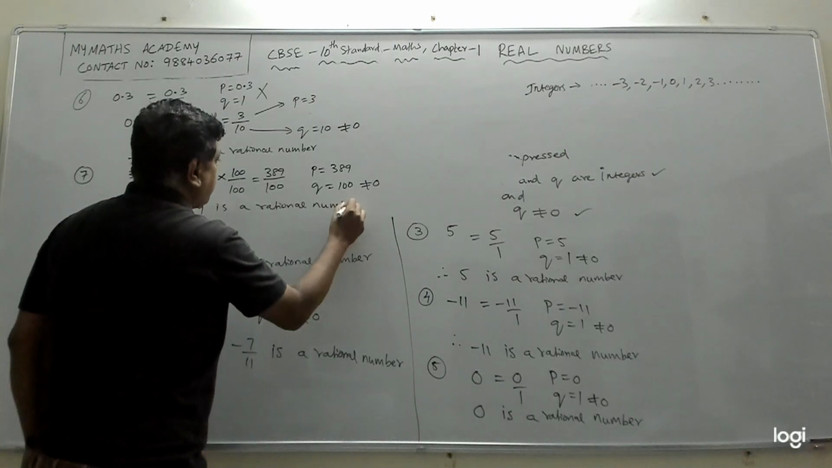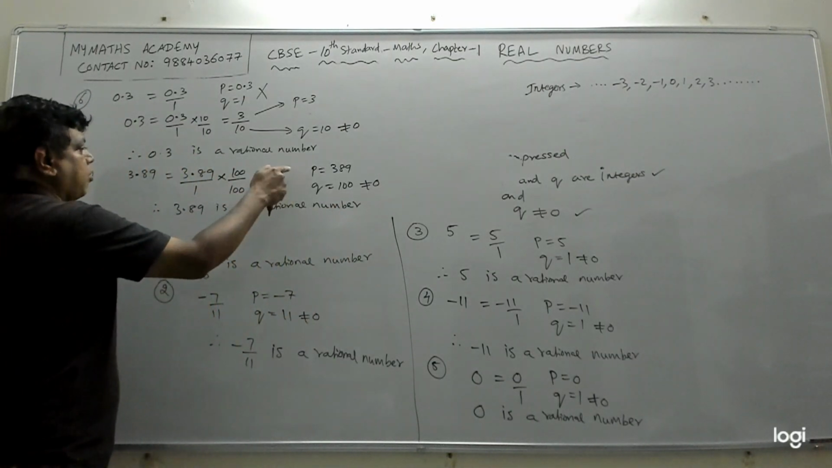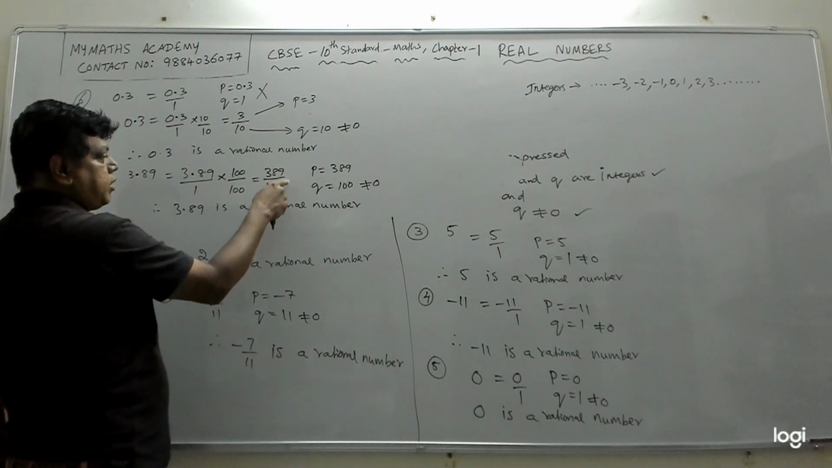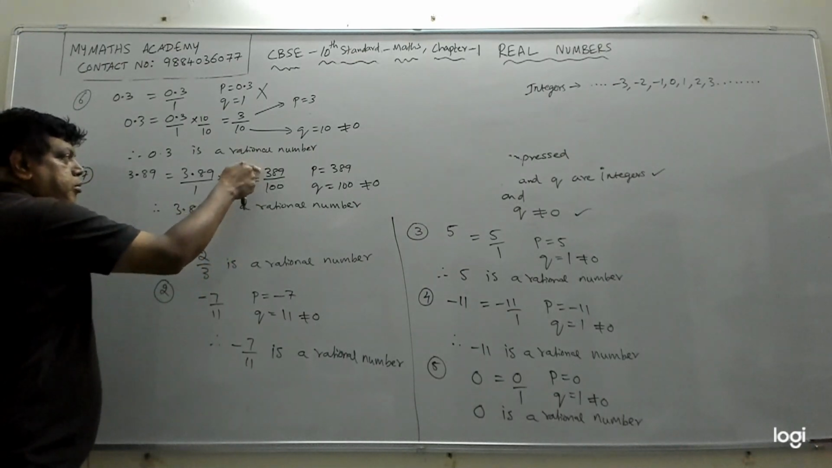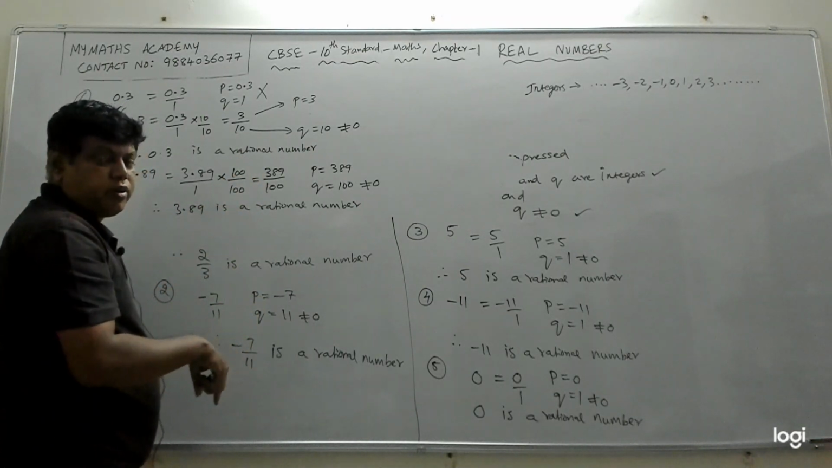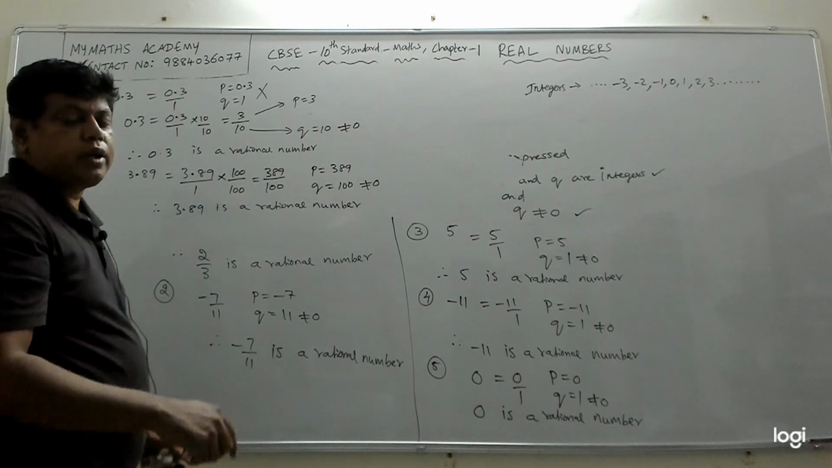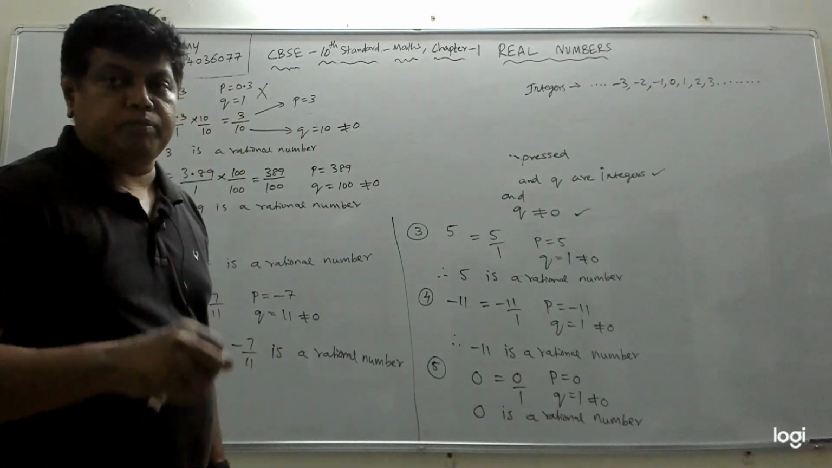So the given form may not look like a P by Q form. But as long as you can convert it into the form P by Q, where the numerator is an integer, the denominator is an integer, and the denominator is not equal to 0, then that number is called a rational number.